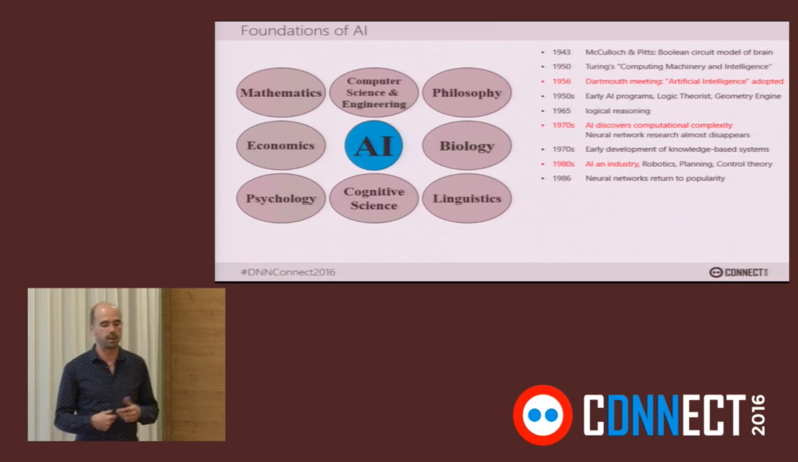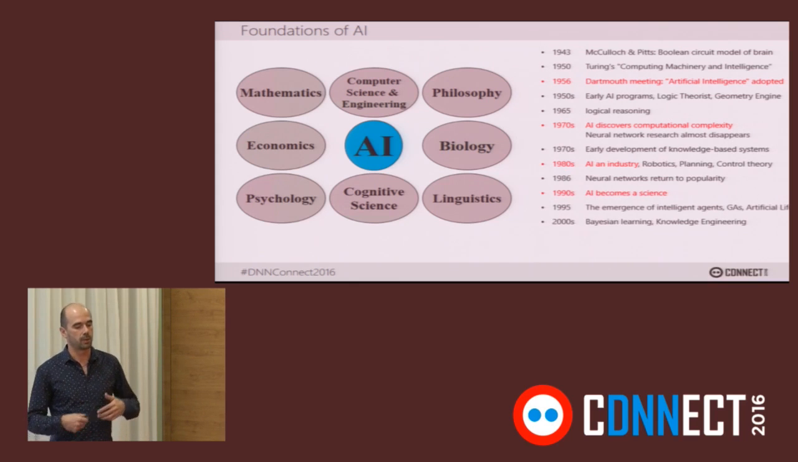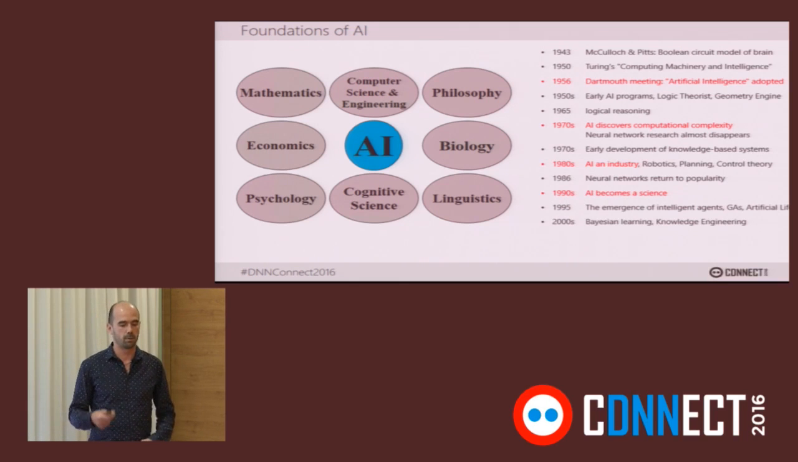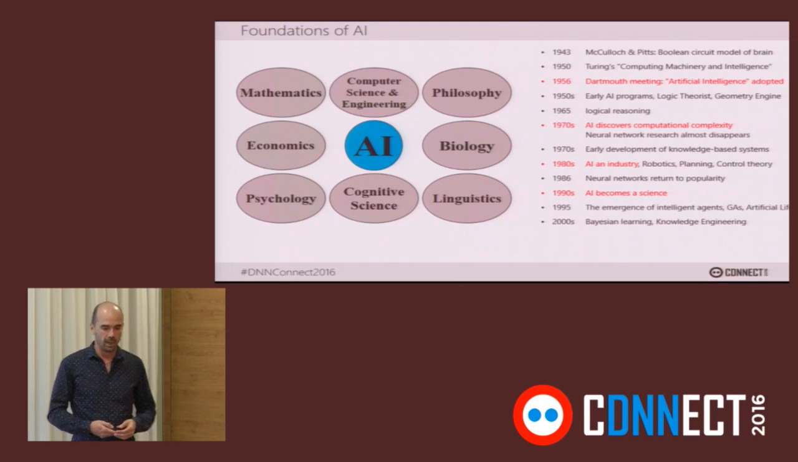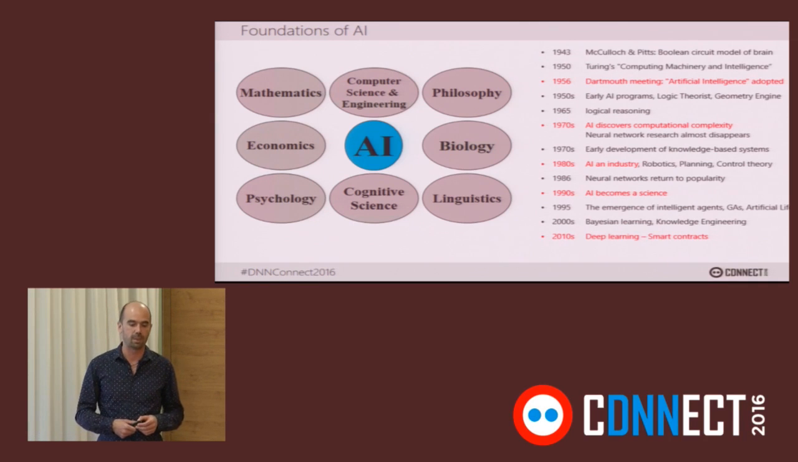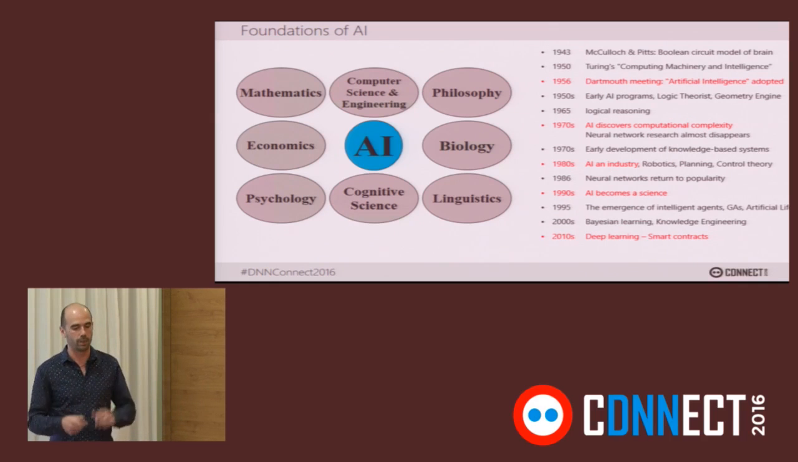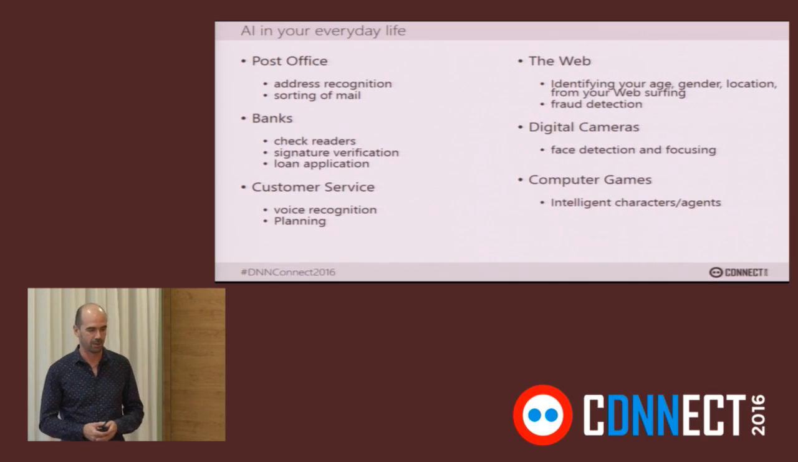In the 80s, AI became an industry with robotics and planning being everyday tools. Neural networks came back to popularity when we learned to train them deeper. And then in the 90s, AI became a science and really related to those other fields. I'm talking of merging with equivalent fields, like in math and philosophy. They were all talking about AI, they needed a common vocabulary. And the last trend, which you probably heard about, is deep learning and smart contracts. But we come back to that later, and we go through that kind of history through the different domains.